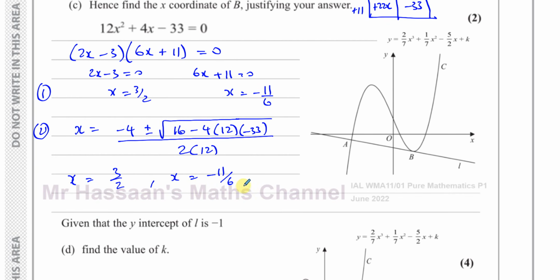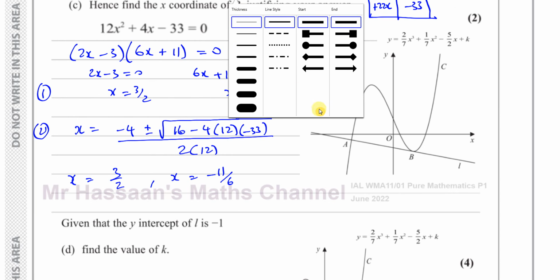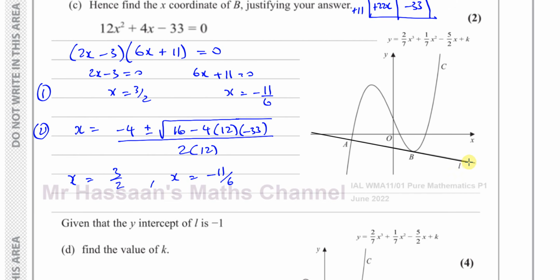And now we have to justify the x coordinate of B. We've got 2 x coordinates. So there are 2 places, as we can see, where the gradient is the same as this. If I was to draw a line the same as L, you can see that there's another place which has the same gradient, that's also a tangent at this point here. So this must be the negative 11 over 6 because it's the negative side, and this must be the 3 over 2.